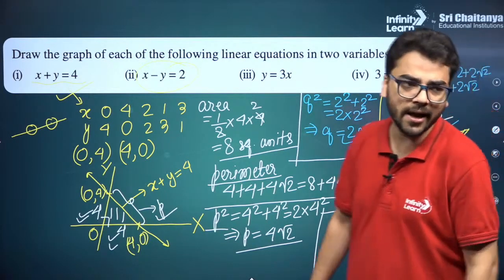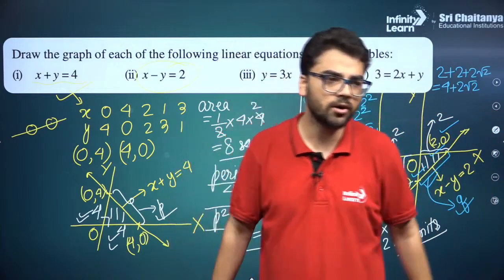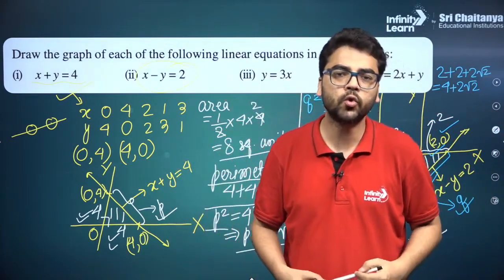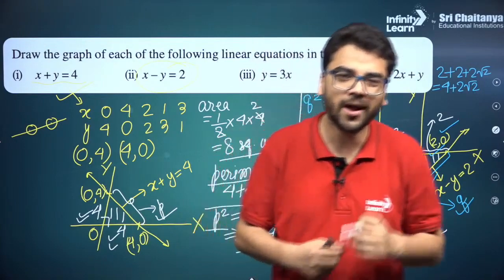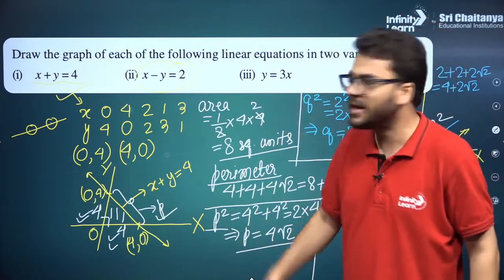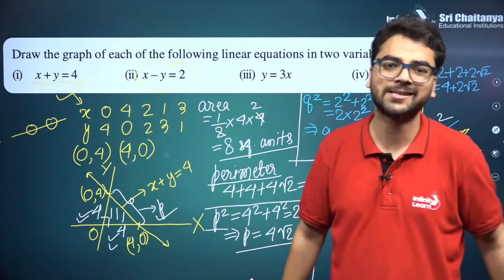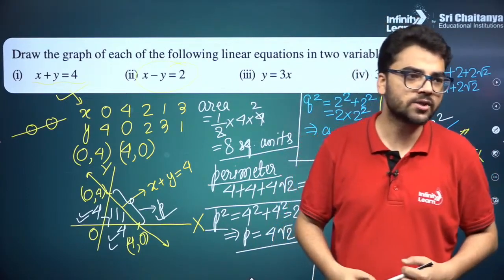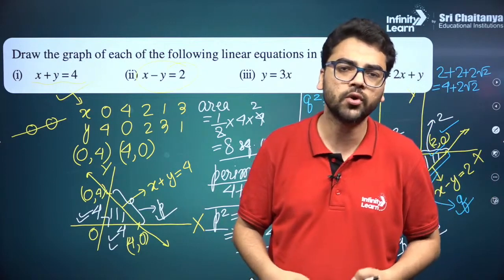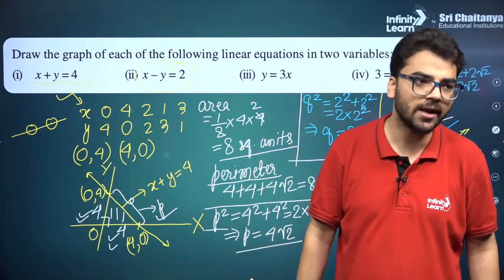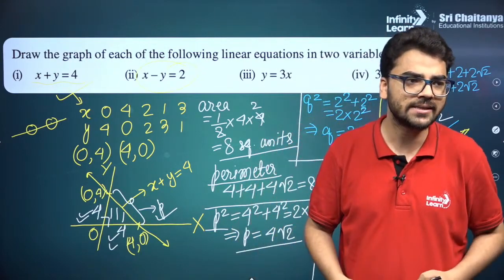Which part is not clear, Arnav? Is the graph clear or not? So 4 plus 2 root 2 units is the perimeter of the triangle formed by the graph of the linear equation x minus y is equal to 2 and the coordinate axis. Is this clear to every student? Yes, 4 plus 2 root 2 units is the perimeter of this triangle and 2 square units is the area.